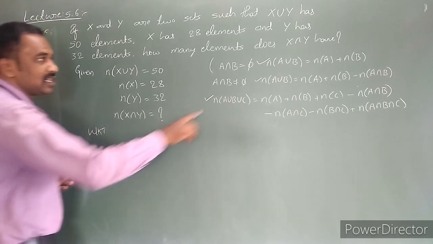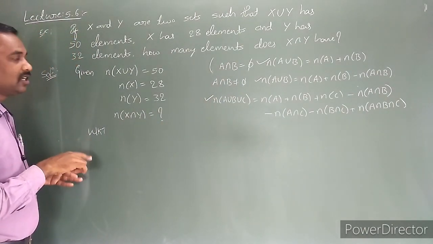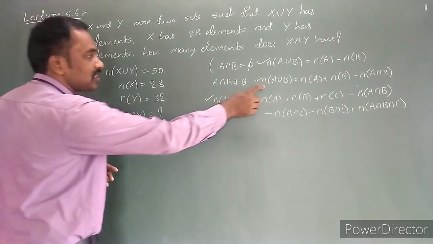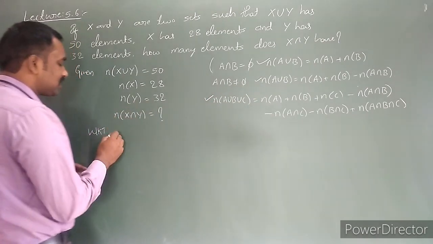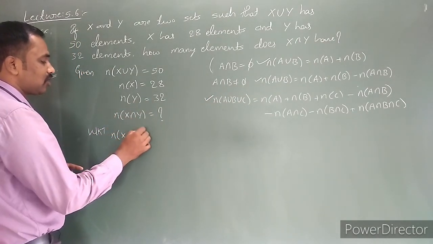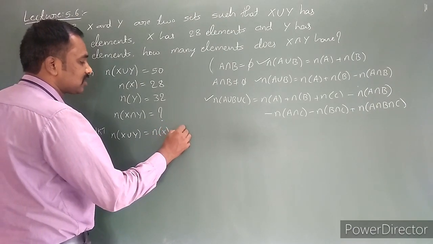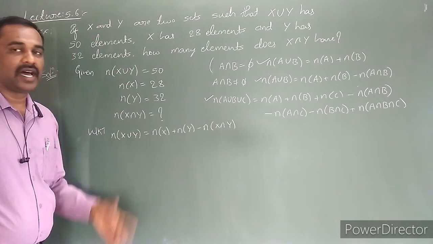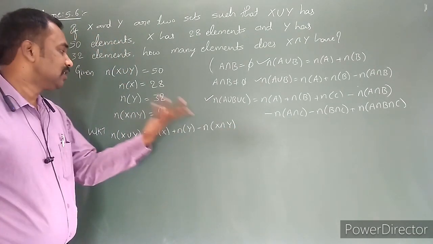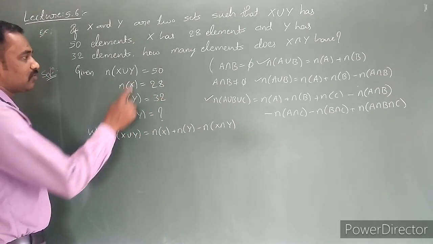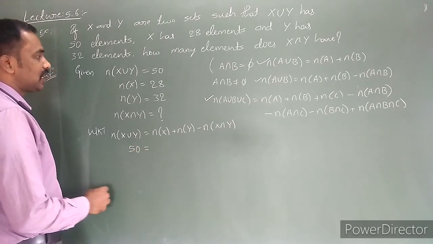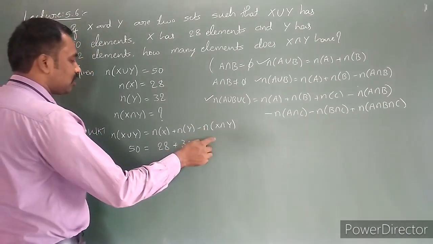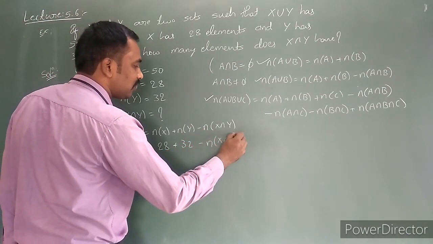Here we must decide whether A intersection B is null or not equal to null. They have not mentioned anything, so here it is not a disjoint set. So I just use the second one. Instead of A and B, I write it in terms of x and y. n of x union y is equal to n of x plus n of y minus n of x intersection y. Replace all the values, simplify, and we will get the required result. n of x union y is 50, equal to n of x which is 28, plus n of y which is 32, minus n of x intersection y. That is what we are going to find now.